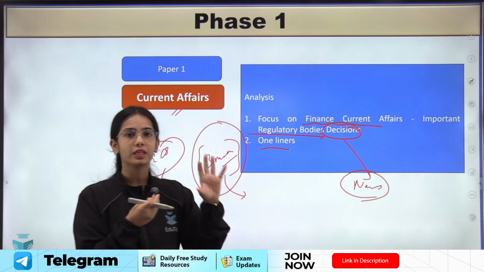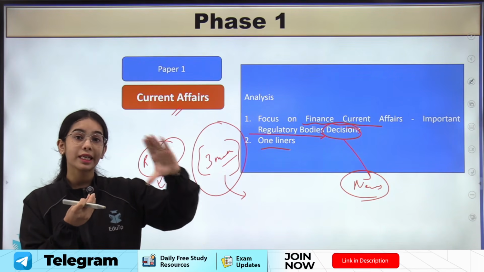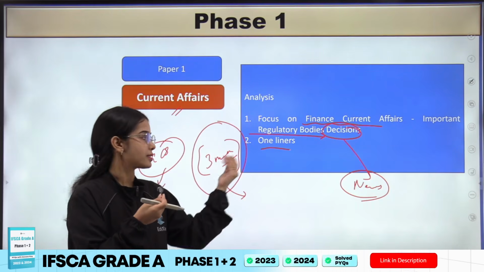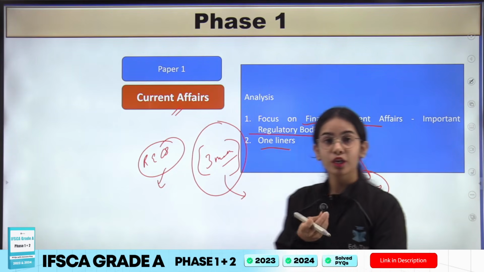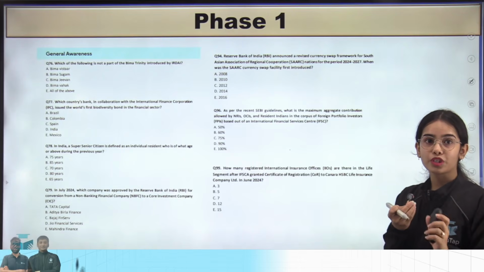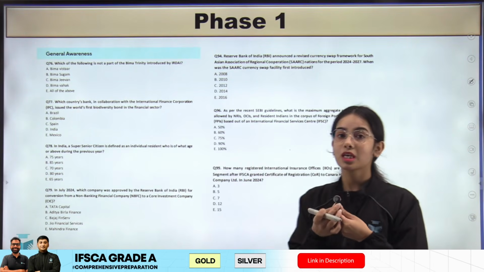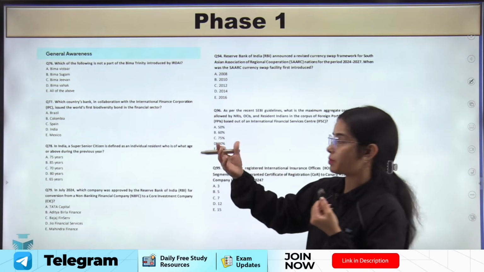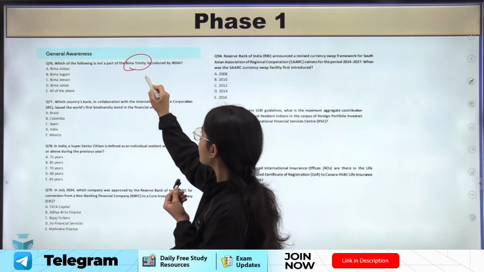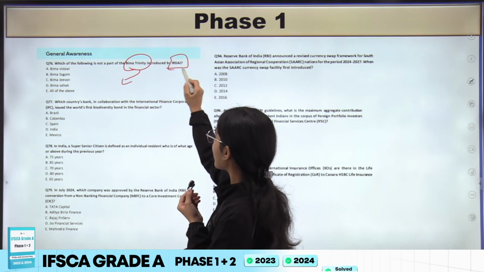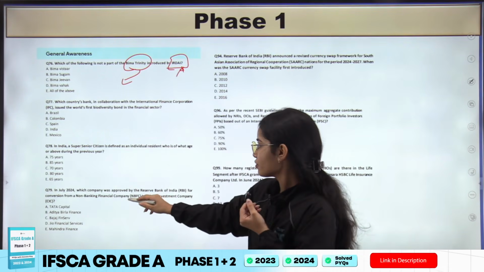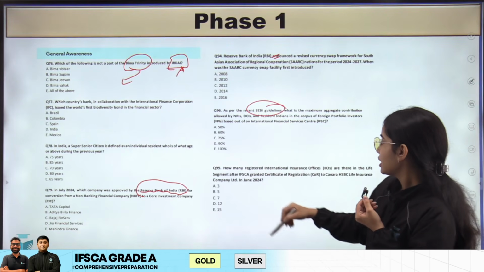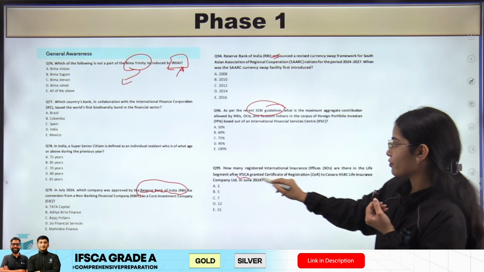And one liners: usually in the RBI examination we get lengthy questions, but here you get, as per the previous year questions analysis, one liner questions. So this is the basic idea. Now let me show you the questions so that you get clarity on what kind of questions come from regulatory bodies, and from what perspective. Here you can see the question was directly on the Bima Trinity introduced by IRDAI. Here you can see the decision of the RBI, the decision of SEBI, and the decision of the IFSC, or from an IFSC news article.